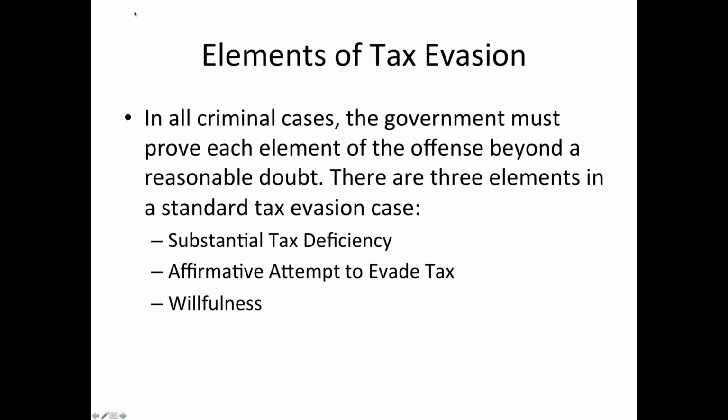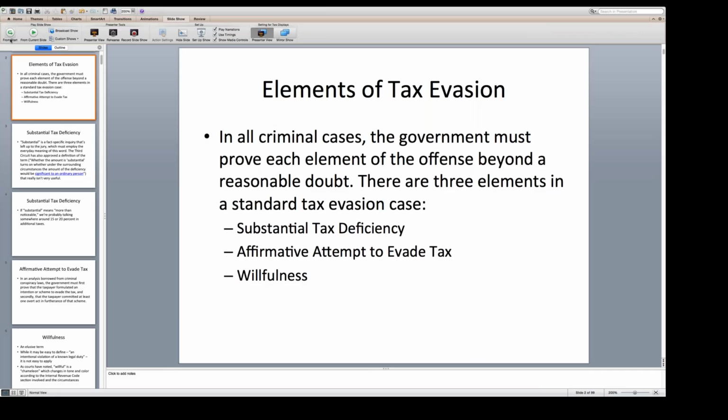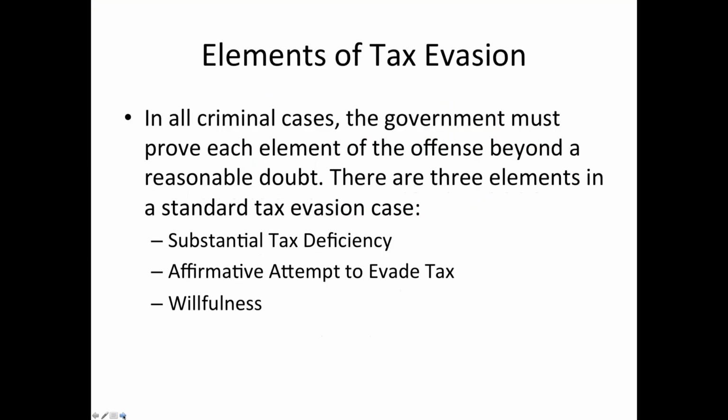I'm going to give you some background information on tax evasion, and that's where we're going to start here. So in all criminal cases, the government has the burden of proving each element of the offense beyond a reasonable doubt. In tax evasion, there are three core elements, and these are the elements that the government has to prove beyond a reasonable doubt. A, that there was a substantial tax deficiency. B, an affirmative attempt to evade tax.